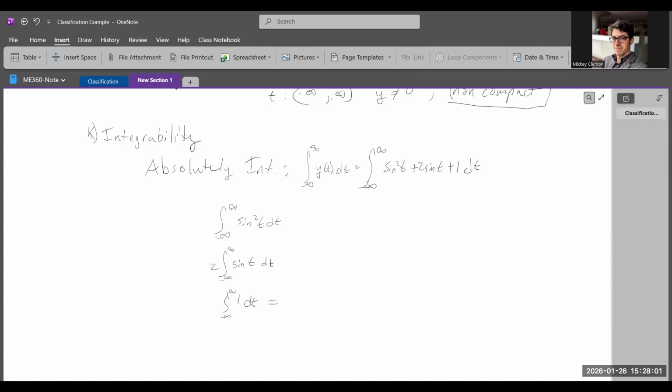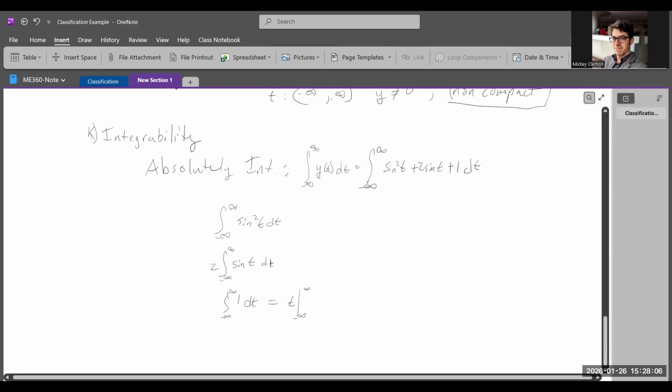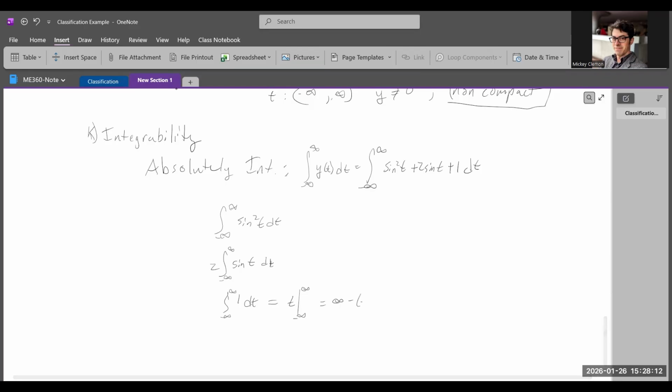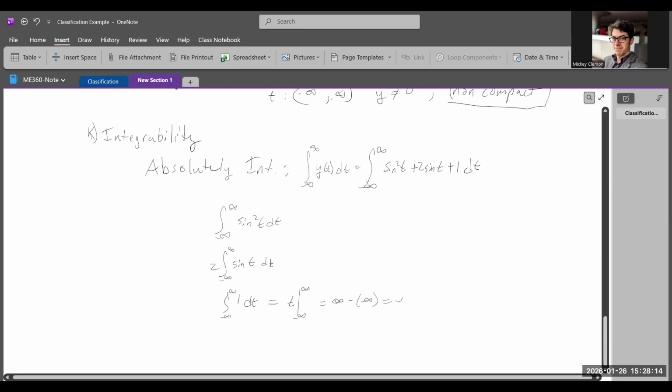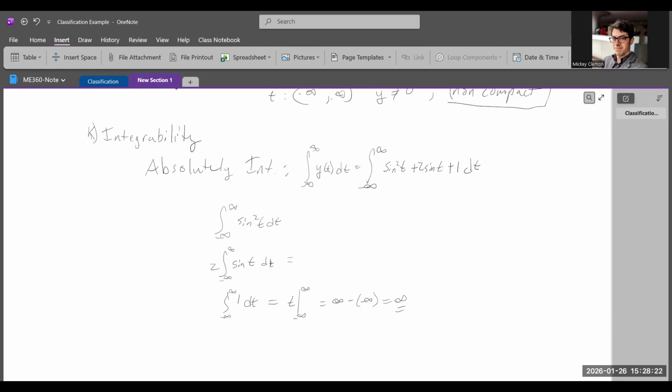All right, so this is t. We evaluate that from minus infinity to infinity, which is infinity minus minus infinity. So we get infinity. That's a problem. Not absolutely integrable, right? So right there we already know.